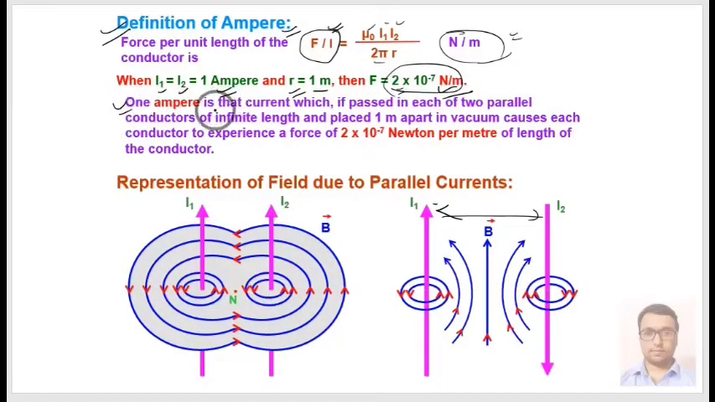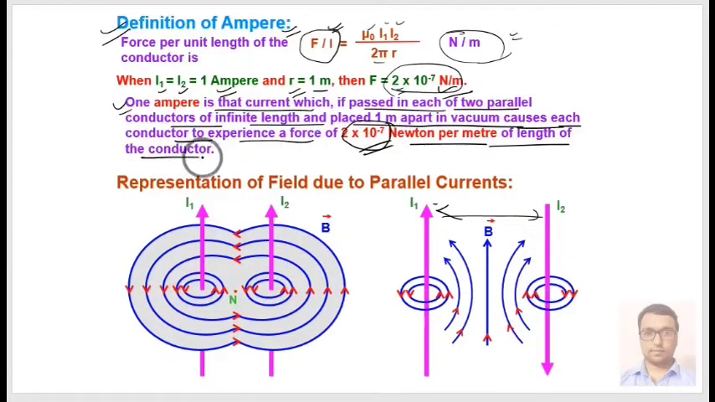So 1 ampere is that current which, if passed in each of two parallel conductors of infinite length and placed 1 meter apart in vacuum, causes the conductors to experience a force of 2 into 10 raised to the power minus 7 Newton per meter of length of the conductor. Means 1 ampere is that amount of current by which the wires will get attracted towards each other by this much force, that is 2 into 10 raised to the power minus 7 Newton.